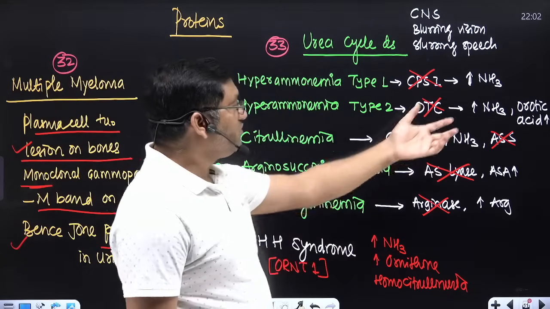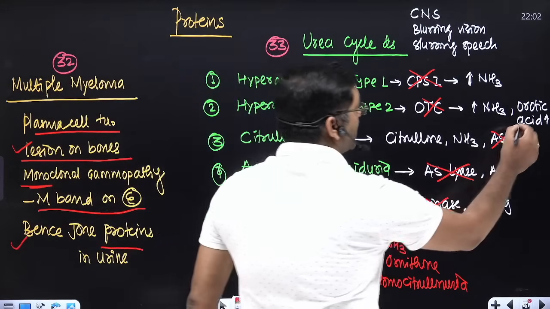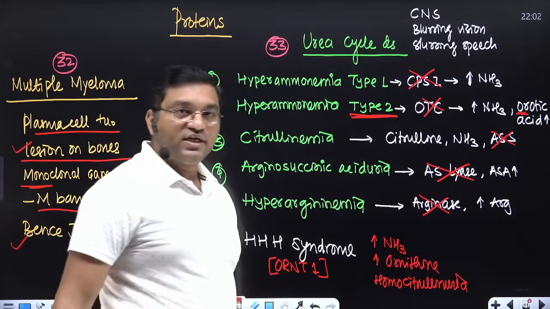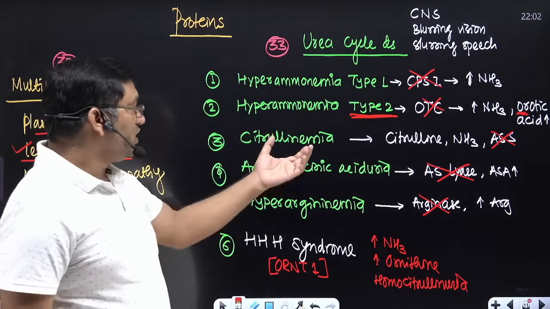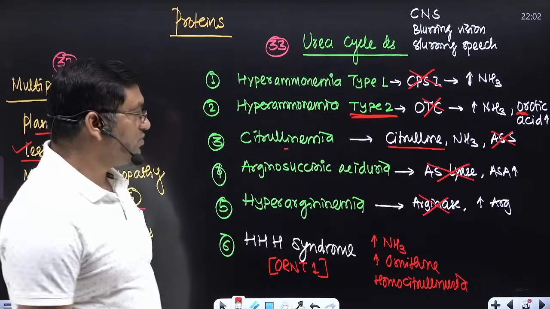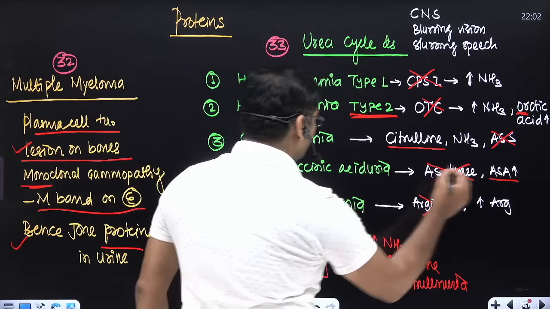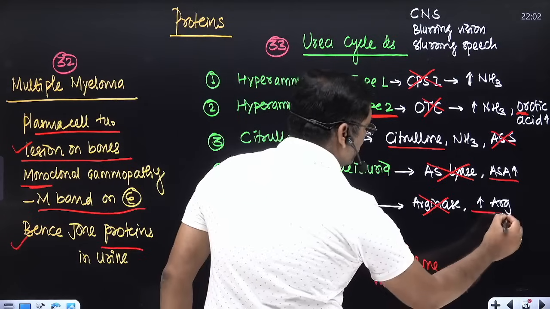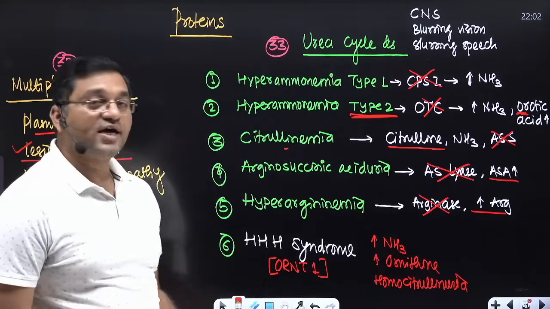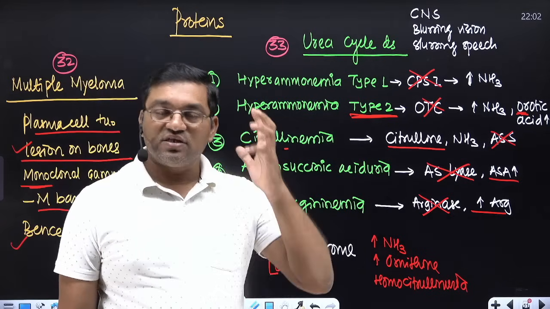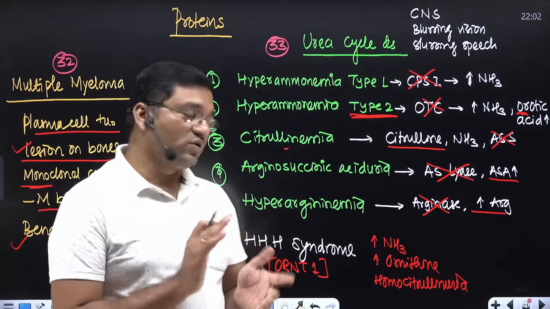If along with the NH3 there is increase in the orotic acid, it indicates hyperammonemia type 2. If there is increase in the citrulline, it indicates citrullinemia. If there is increase in the arginosuccinic acid, it is arginosuccinic aciduria. And if there is increase in the arginine level along with the ammonia level, it indicates hyperargininemia. So if there is increase in the ammonia level and the CNS manifestations are there, think about the urea cycle disorder.